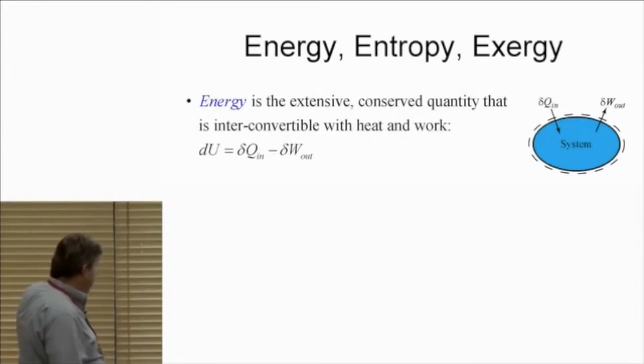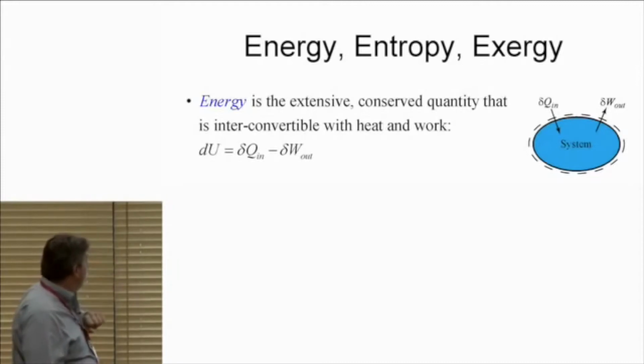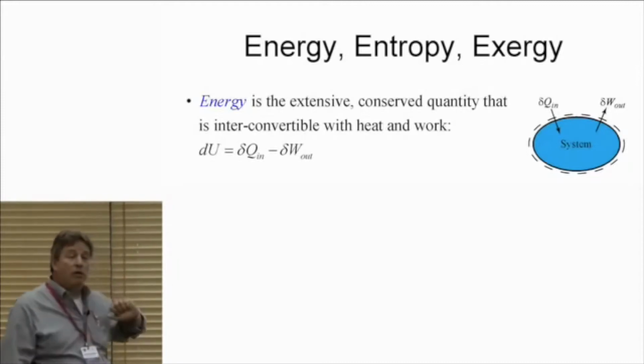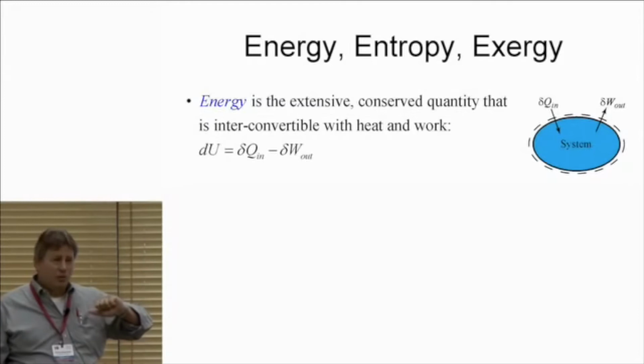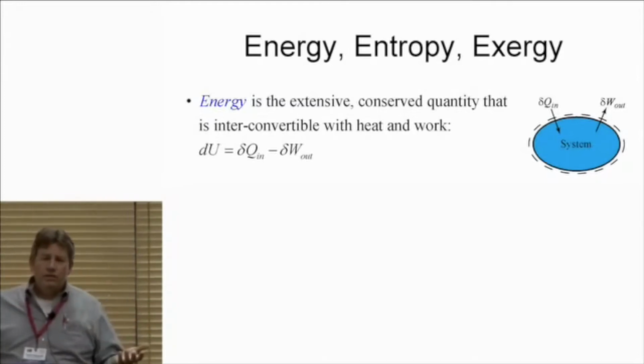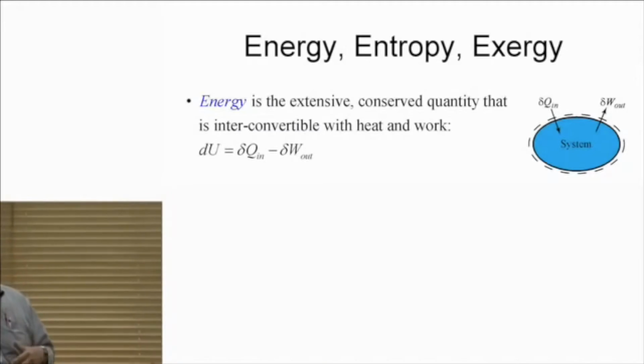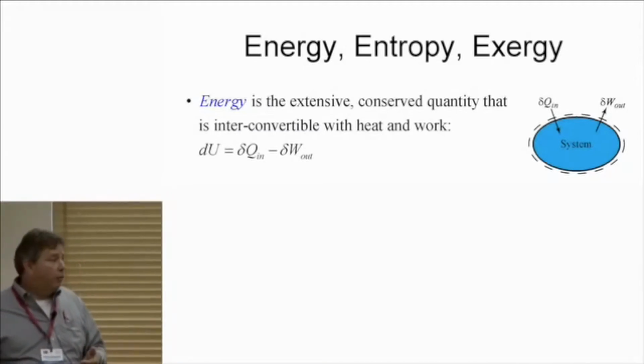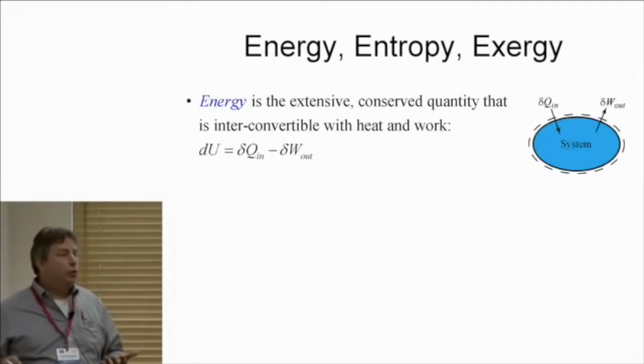So the best definition I can give you is that it's the extensive conserved quantity that is interconvertible with heat and work. Now that's a little dry, I know. And you might say, well, geez, how do you separate energy from the first law, which is the conservation principle? And the answer is it's not separable. So work was defined long before energy in terms of Newtonian mechanics. Heat transfer was defined long before energy was. And it wasn't until Joule came along and said, hey, what about this equivalence between heat and work?